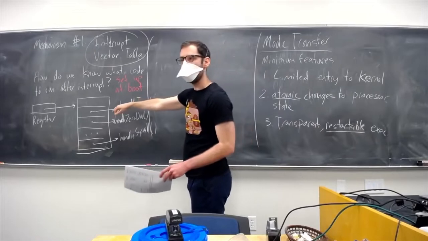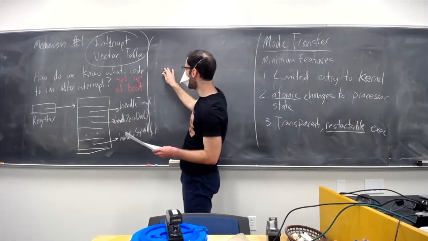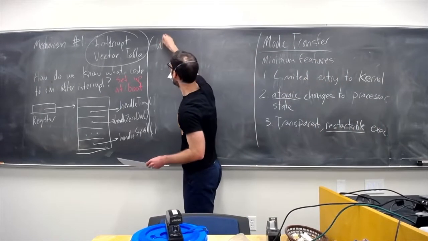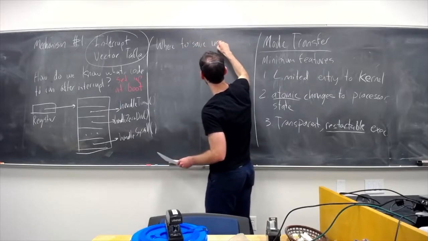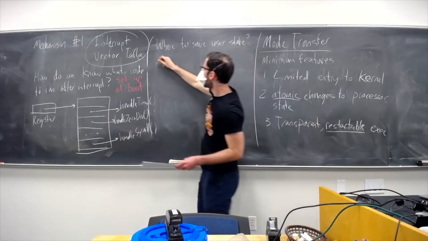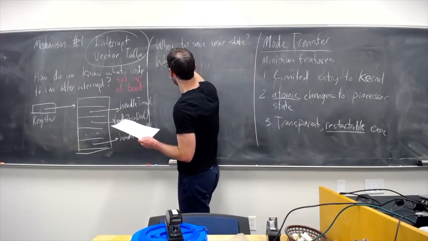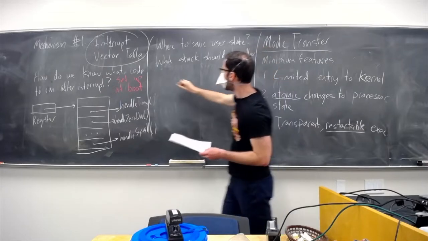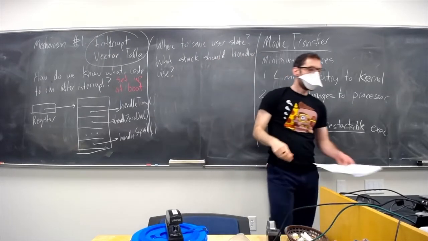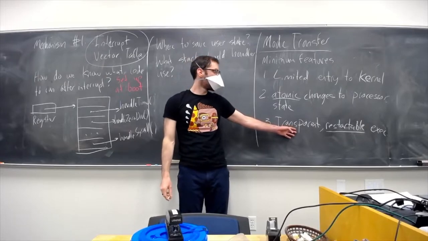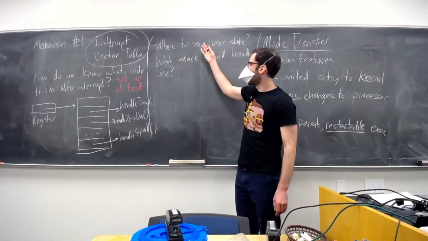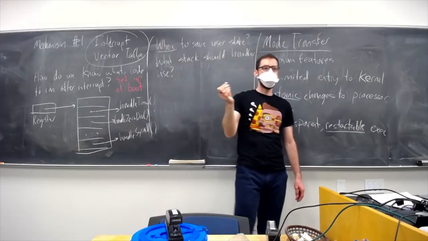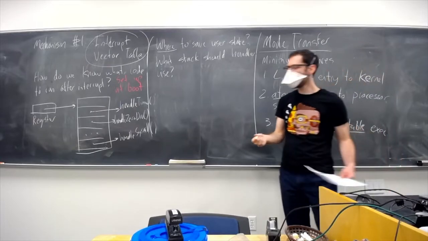But if we're executing a function to handle some interrupt, that gives rise to a couple additional questions. Namely, to have a transparent, restartable execution of these interrupts, I mentioned we need to save relevant state from the user process, but we need to answer the question, where do we save that state? Where in memory do we put this state from the user process?